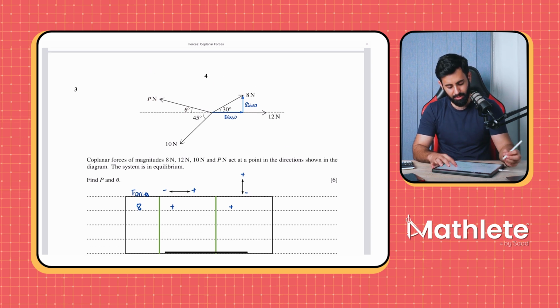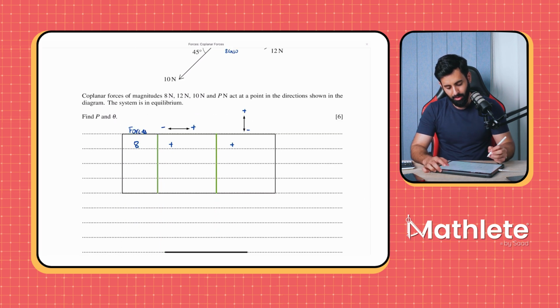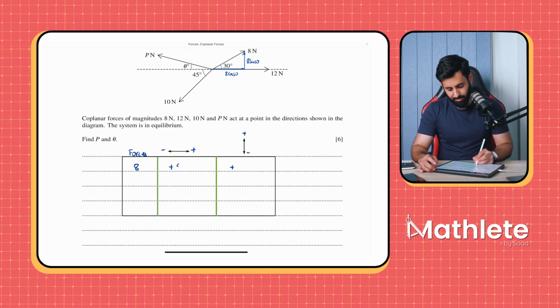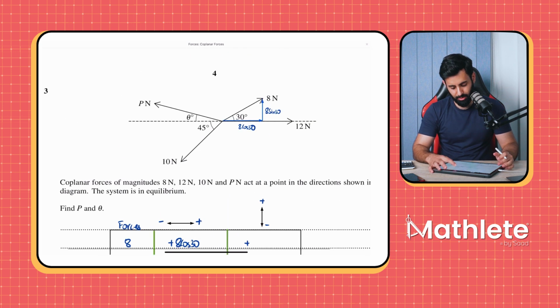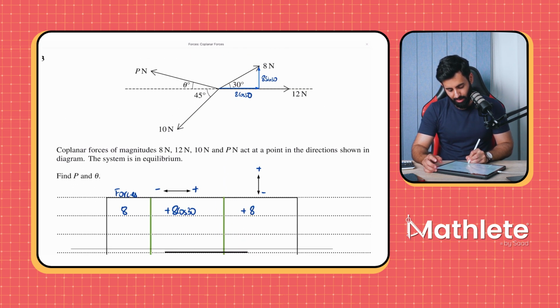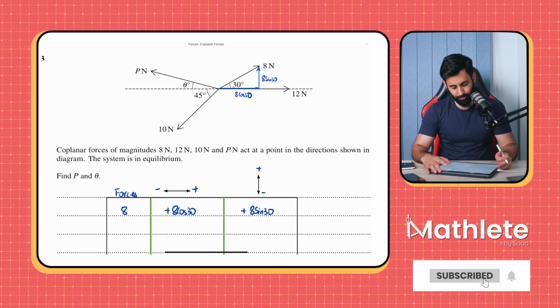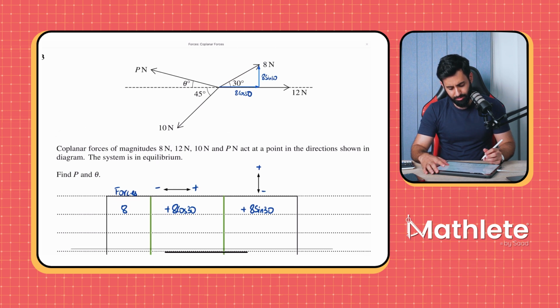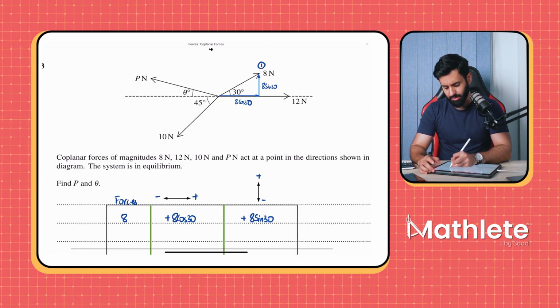Okay, so it's a fairly lengthy question, so just bear with me. Now, 8 cos 30. Let me write that again. 8 cos 30 is the horizontal component, whereas 8 sine 30 is the vertical component. Okay. Now, you can sort of number these forces as well. 1, 2, 3, 4.